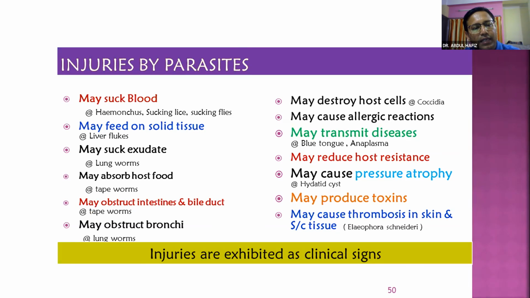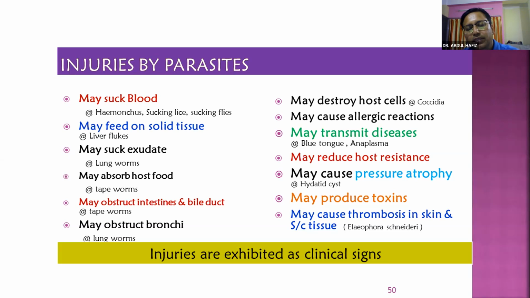Lungworms may suck exudate. Tapeworms may obstruct and absorb host food, and may obstruct the intestine and gallbladder. Lungworms may obstruct the bronchi. Coccidia may destroy host cells. Parasites may cause allergic reactions, and many may transmit diseases like bluetongue and anaplasma.